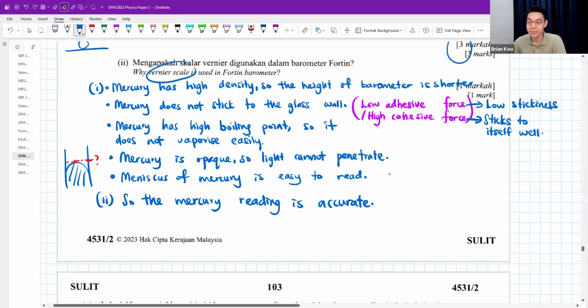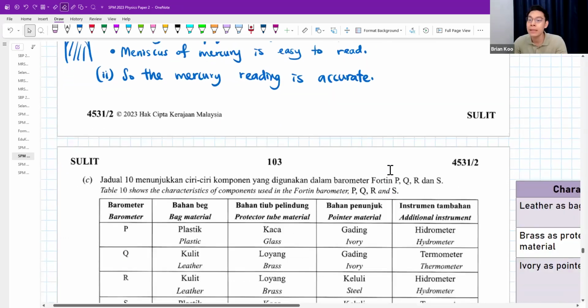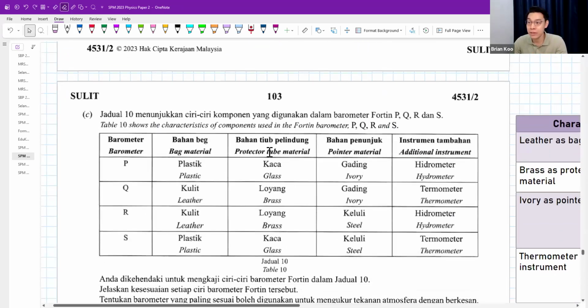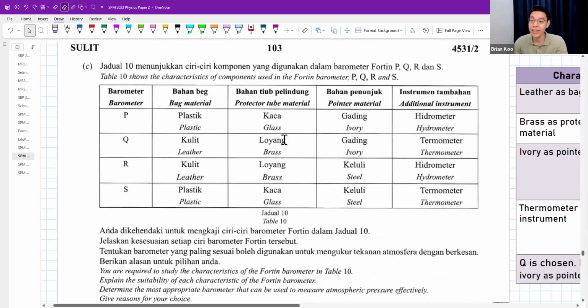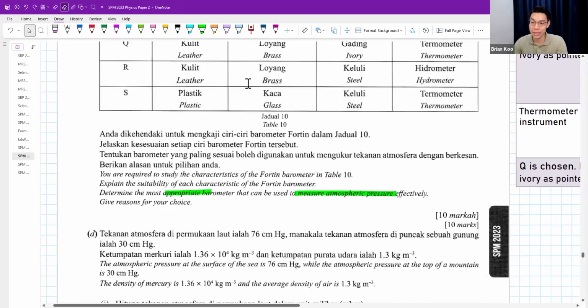Okay. Then we look at the assay. Again, I've given the answer, but we go through the table first. We got some characteristics of components used in a barometer. You're required to study the characteristics of the barometer. They just say use the most appropriate one to measure atmospheric pressure effectively. Give reason for your choice. 10 marks. Okay, the bag material.